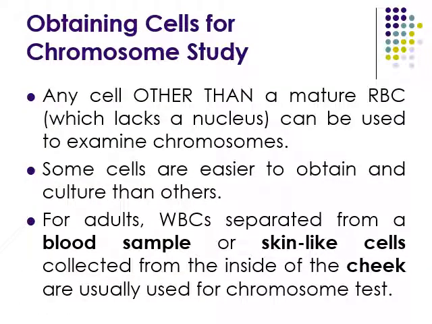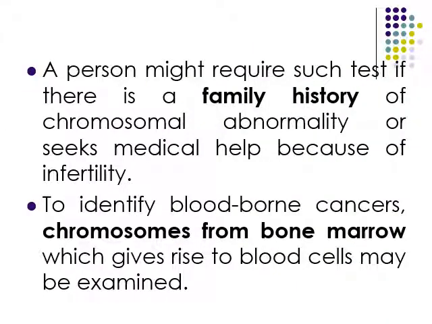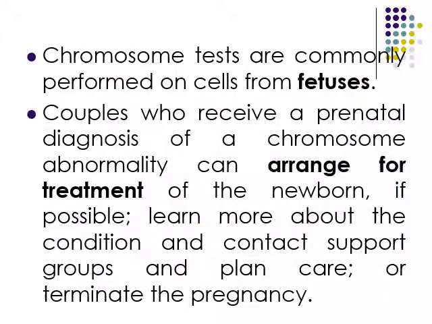So obtaining cells for chromosome study. Any cell other than a mature RBC can be used to examine chromosomes. So for adults, WBCs separated from blood samples or skin-like cells inside the cheeks are usually used. A person might require such tests if there is a family history of chromosomal abnormality or to identify blood-borne cancers, those chromosomes inside the bone marrow.